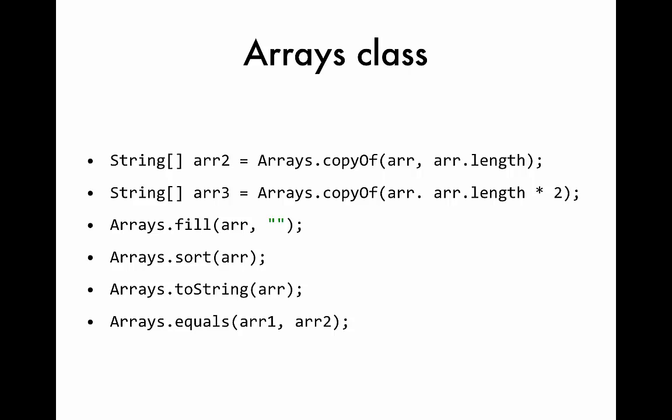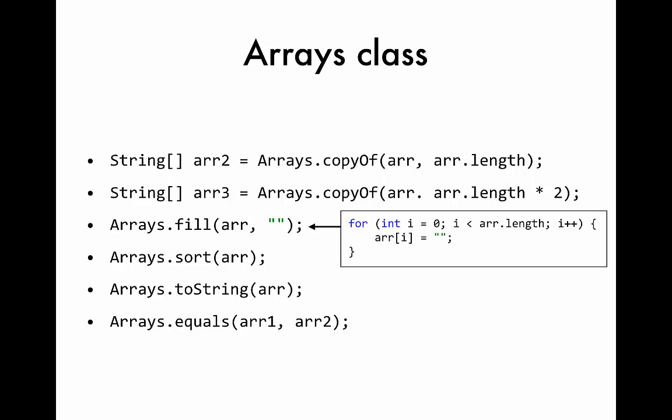Another handy method is Arrays.fill. This method replaces all the elements in an existing array with the value of the second argument. In this case, we're replacing all the elements in the string array, arr, with the empty string. This is a great method to use if you have an array of objects that Java initialized with null values, and you would rather those values be some other more sensible default values. Filling an array in this way is equivalent to looping through the array and assigning the value to each element, like this.